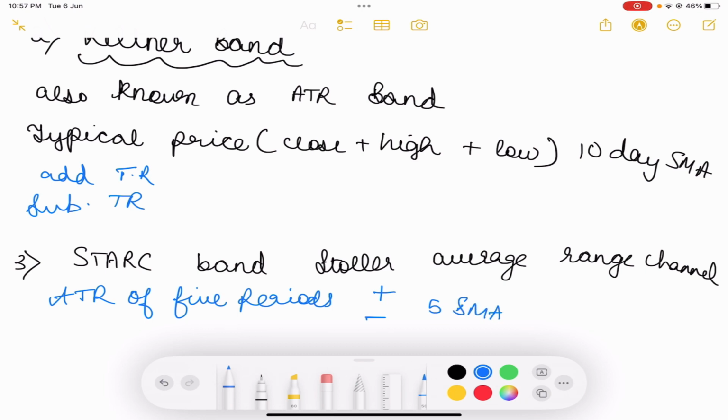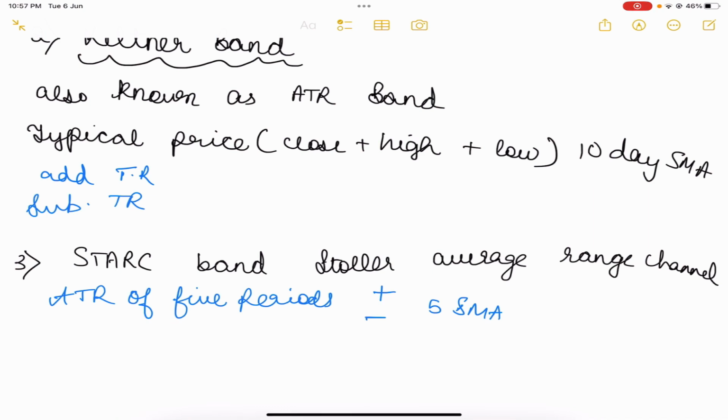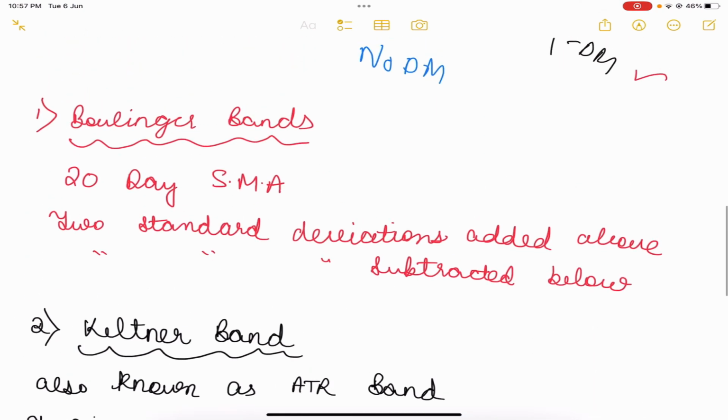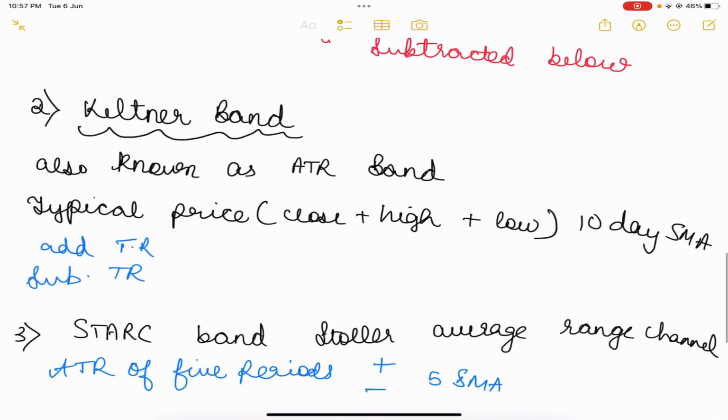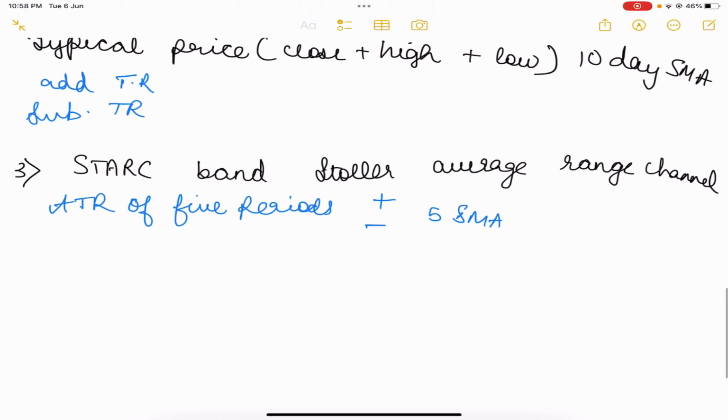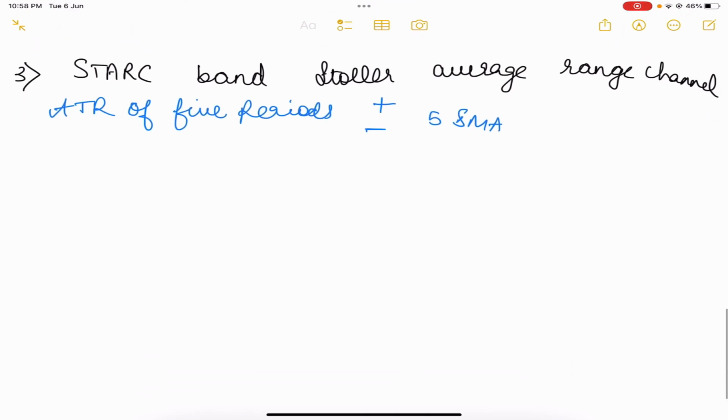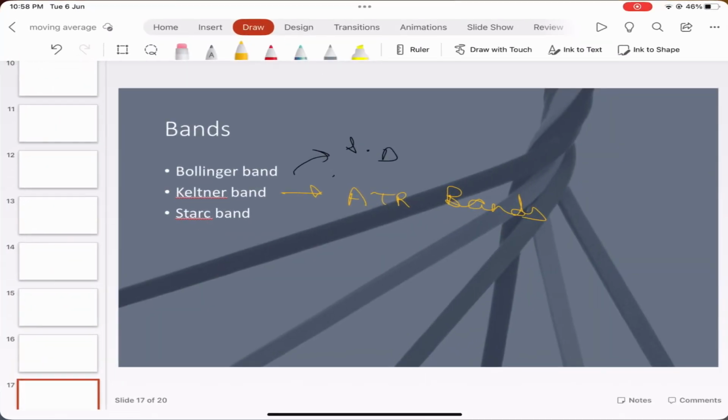Okay, so these are the formulas of all the three bands. The first one is the Bollinger Band, where you usually use a 20-day SMA, and two standard deviations are added and subtracted above and below. Keltner Band is also known as an ATR band, where you calculate the SMA of a typical price and you add and subtract the trading range, right? STARC Band, you have the ATR of the 5 periods, which you add and subtract with the 5 SMA. So that's it with my bands.